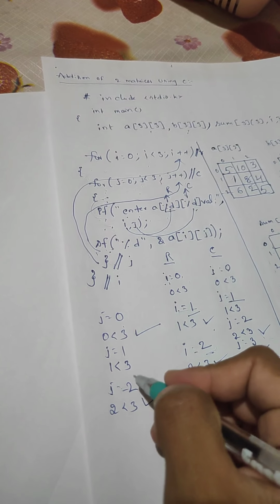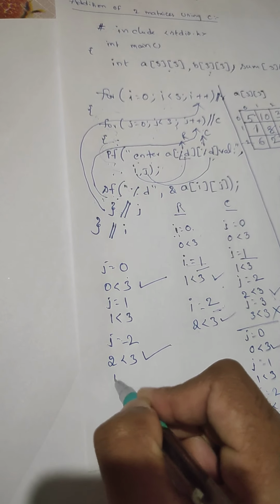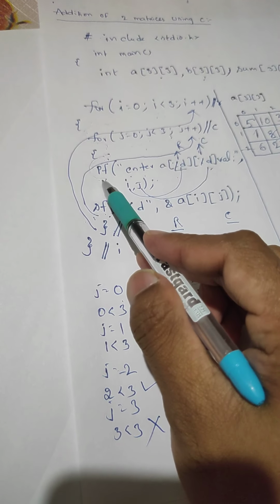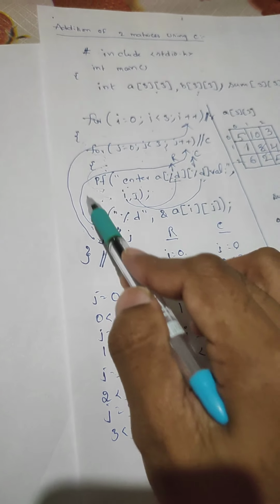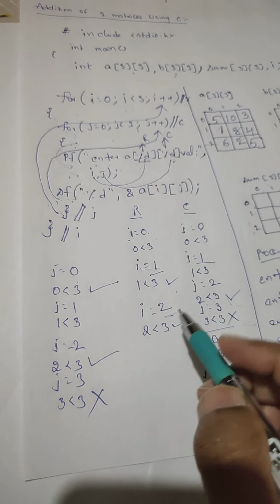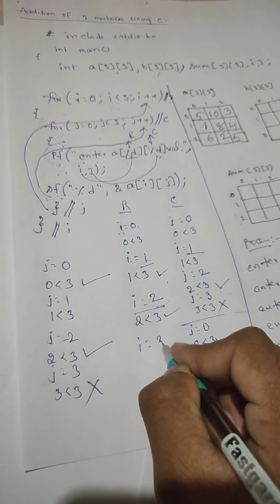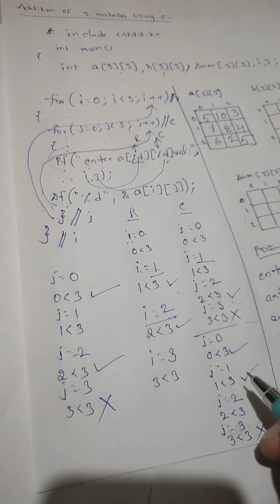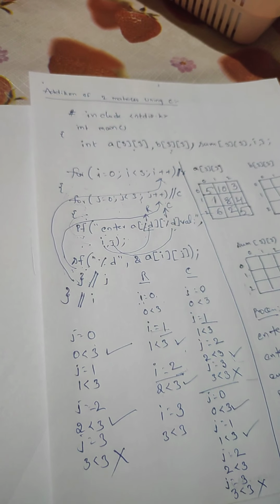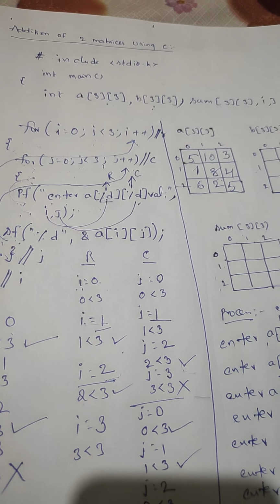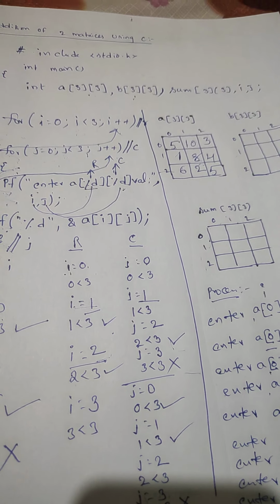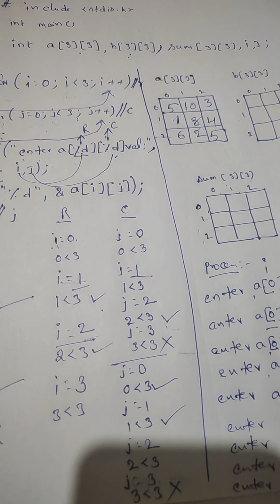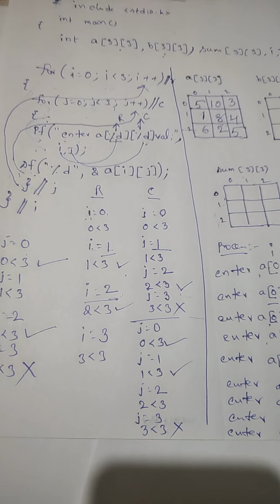Okay, so next, j plus plus. So the j value is incremented by 1. The j value is 3. 3 less than 3, the condition is false. Then the controller exits this j for loop and again goes to i plus plus. The previous i value is 2, so i plus plus means the i value becomes 3. Check the condition, 3 less than 3, again false. Then the controller exits the i for loop also. So in this way all the values are inserted in the A of 3 3 matrix. Likewise, B of 3 3 values are also stored in the same way.